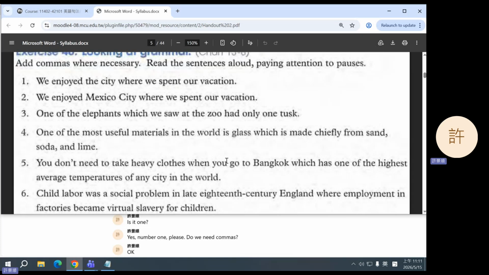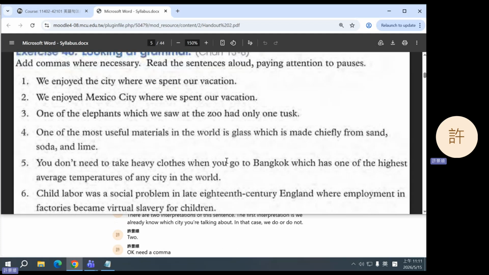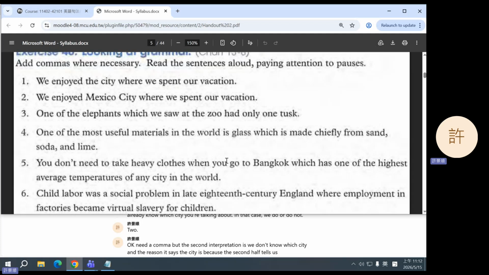Okay. So there are two interpretations of this sentence. The first interpretation is we already know which city you're talking about. In that case, we do or do not? Do. Okay, need a comma. But the second interpretation is we don't know which city, and the reason it says the city is because the second half tells us which city.